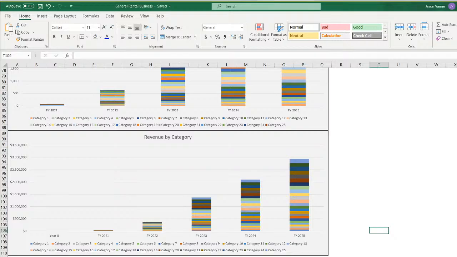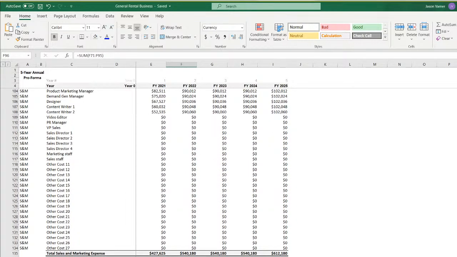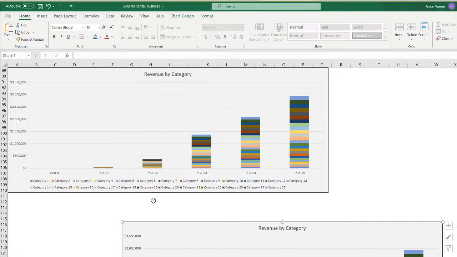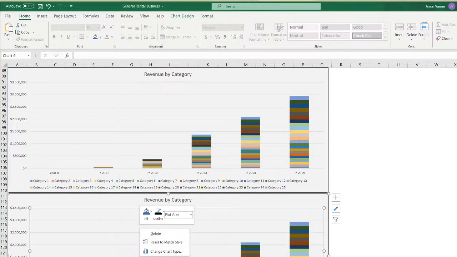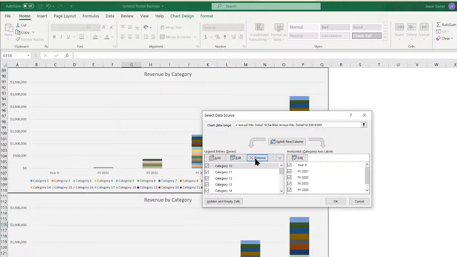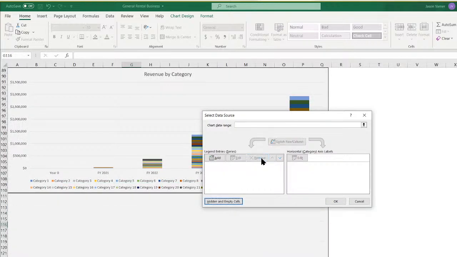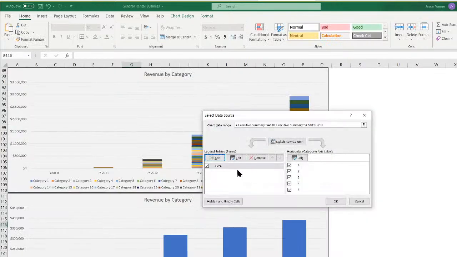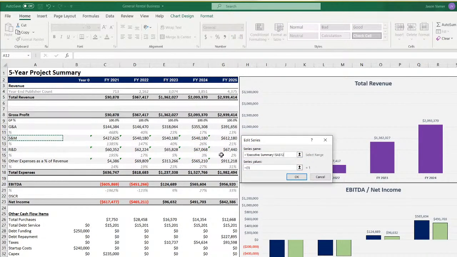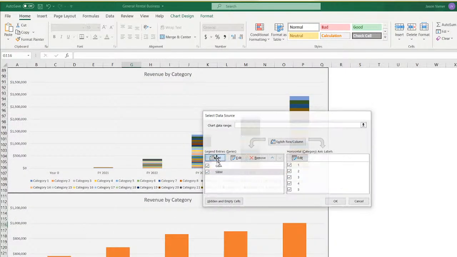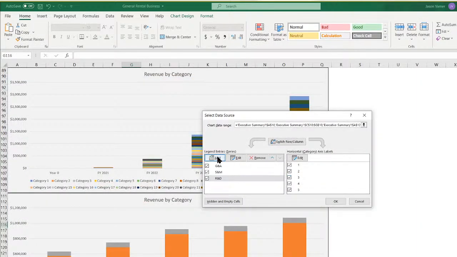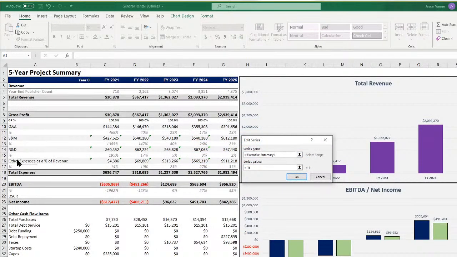Okay, that's a cool one. What else do we got here? Another nice one for stacked, we don't need all this though, is expenses by high level category. And this one we can just go to the executive summary and go G&A is one, sales and marketing, research and development, and then we have the other.